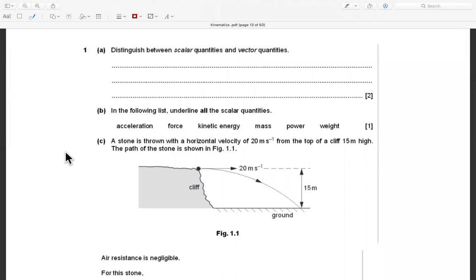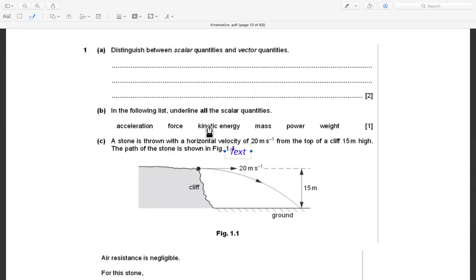Question 8. Distinguish between scalar quantities and vector quantities. Scalar quantities don't have direction. Vector quantities have direction and magnitude. Scalar has only magnitude.